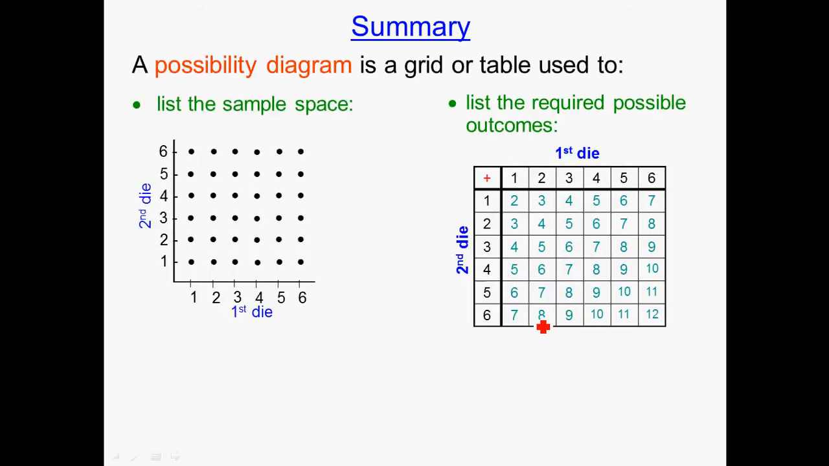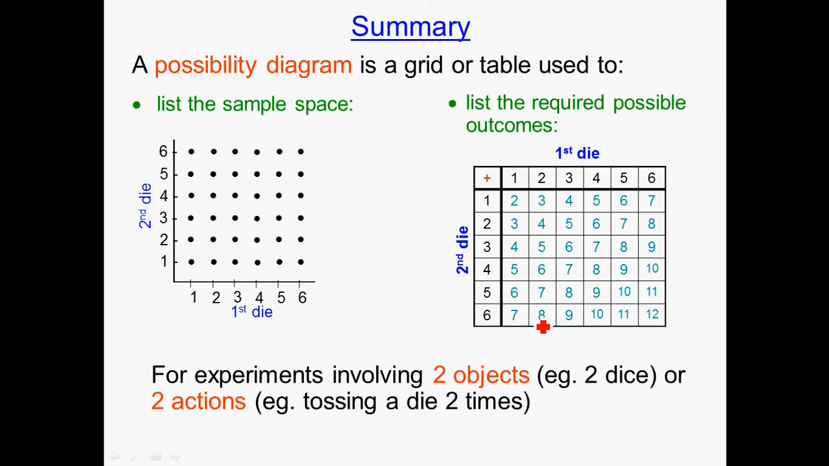In summary, a possibility diagram is a grid on the left or a table on the right to list out the sample space or to list the required possible outcomes. Other than addition, you can do subtraction, division, multiplication by using the table on the right. Now, this is very useful if it just involves 2 objects or 2 actions.